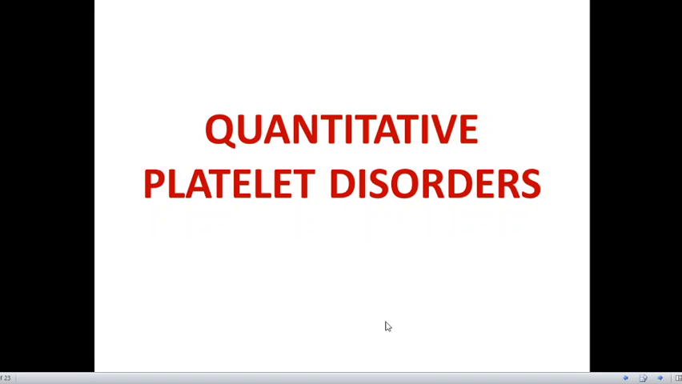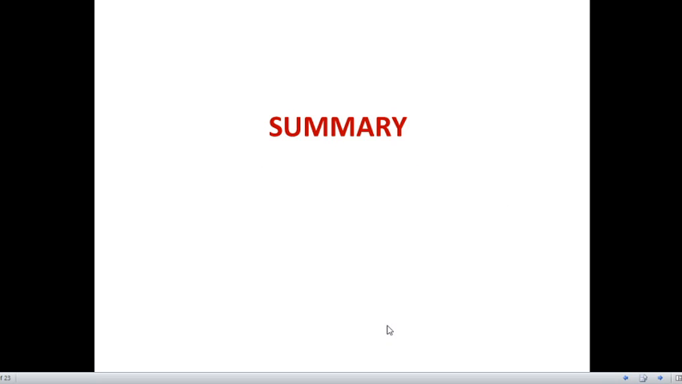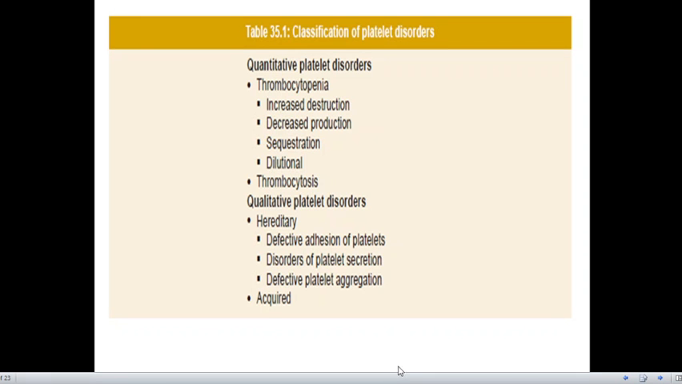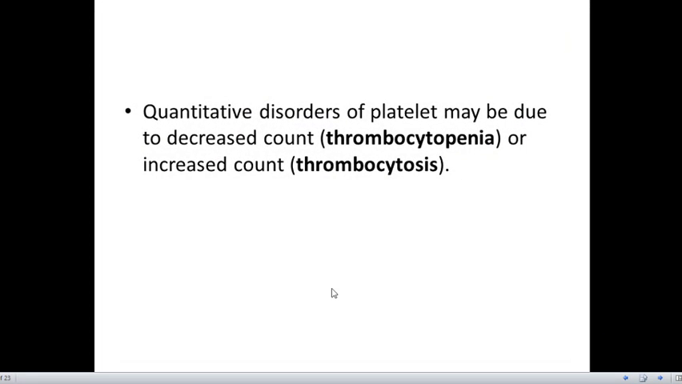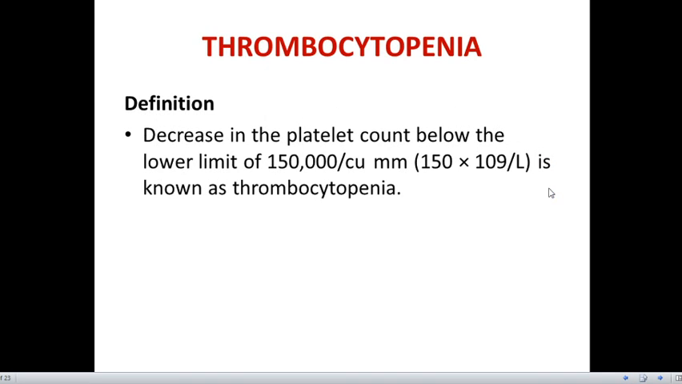So let us summarize the quantitative platelet disorders. First, we have discussed the classification of platelet disorders. We have the quantitative and the qualitative, and we have studied the quantitative. So quantitative disorders of platelets may be due to decreased count, that is thrombocytopenia, or increased count, thrombocytosis. Thrombocytopenia is platelet count below the lower limit of 1,50,000 per cubic mm.